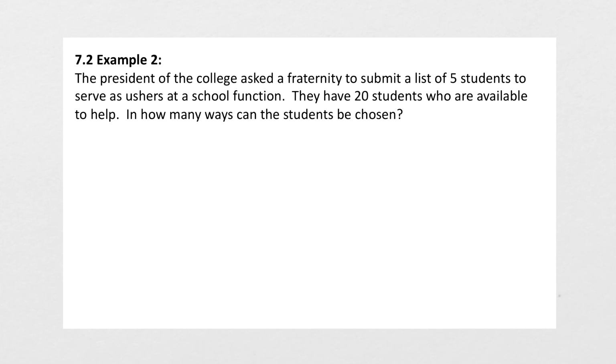And example 2 says the president of the college asked a fraternity to submit a list of 5 students to serve as ushers at a school function. They have 20 students who are available to help. In how many ways can the students be chosen? This time, order doesn't matter. So we're going to use a combination.